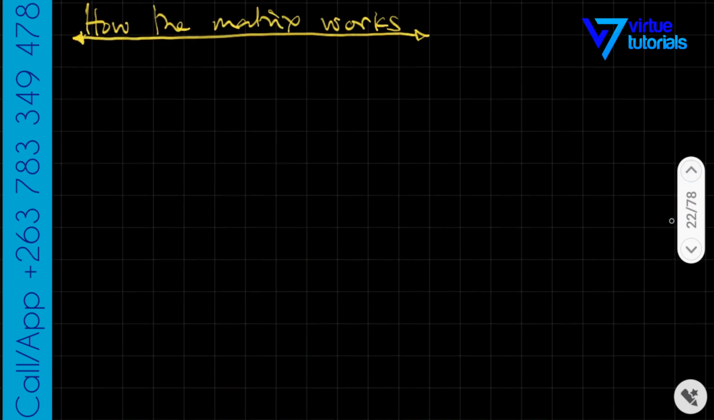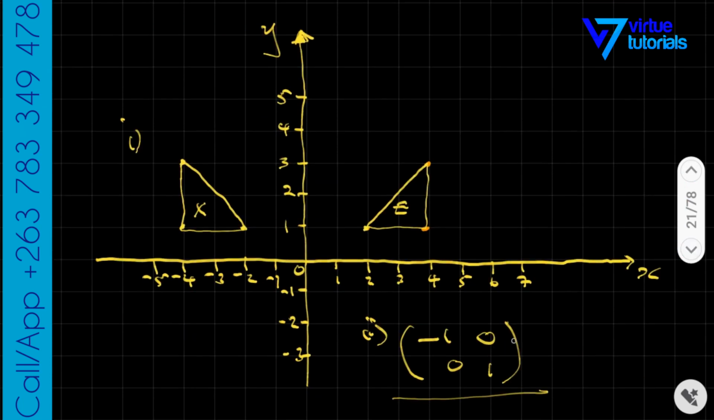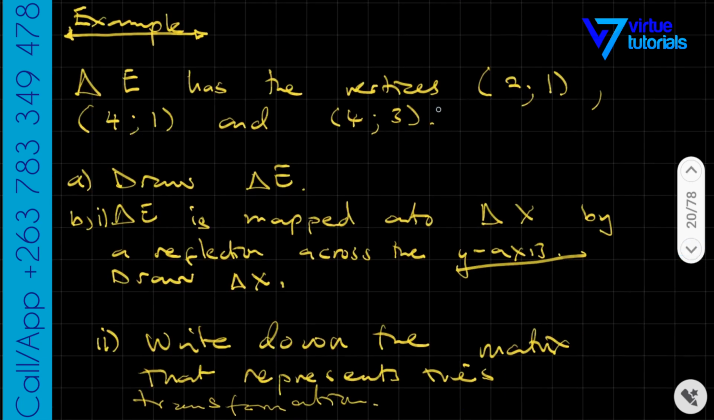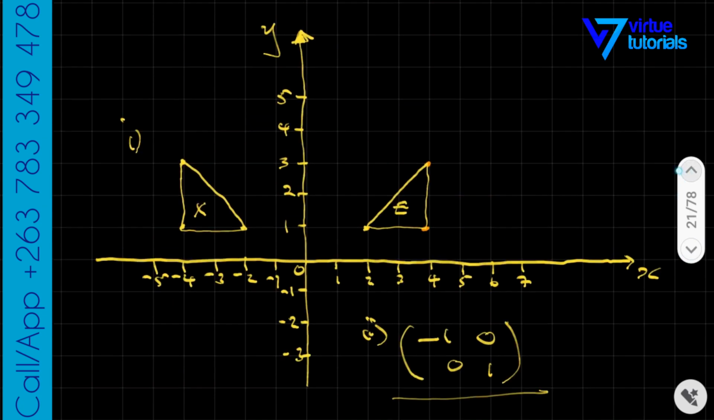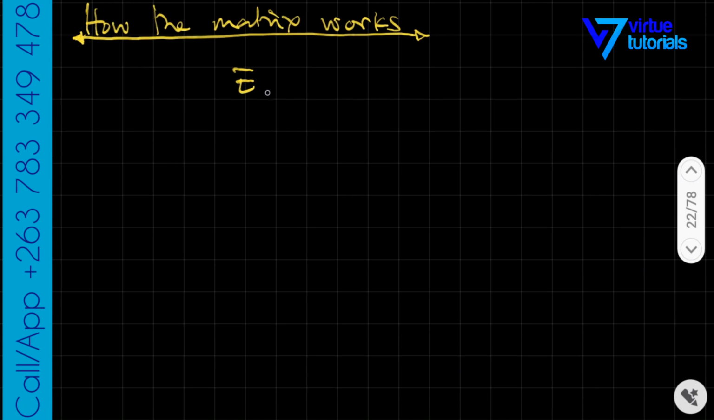Okay, so now how does this matrix work? I gave you a bit of a theoretical understanding of how the matrix works, but now let's try and use it practically, right? Let's say we had our triangle E. We take these vertices for triangle E, right? 2, 1, 4, 1, 4, 3, and I'm going to write them as columns, right? So let's say we have triangle E here. Here are triangle E's vertices.